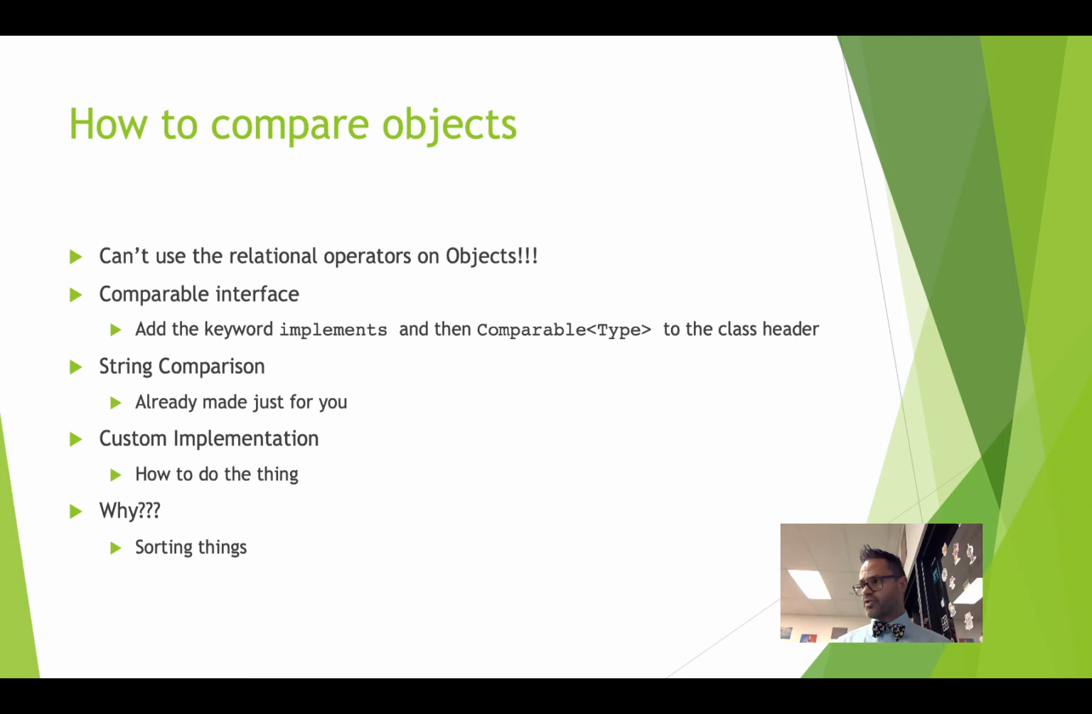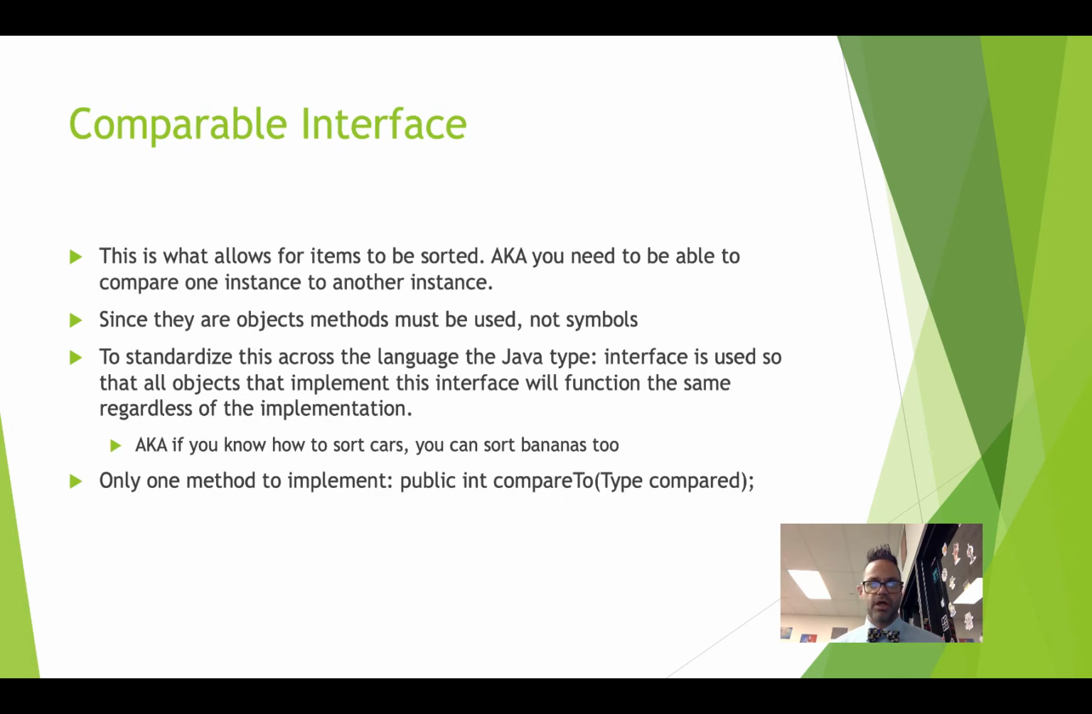Now we already have a structure of those strings. We'll demo if that works, and then a custom implementation, and then why we're going to do this. And the big reason is so we can sort things. So the comparable interface is what allows for things to be sorted. AKA, you want to be able to compare this thing to this thing.